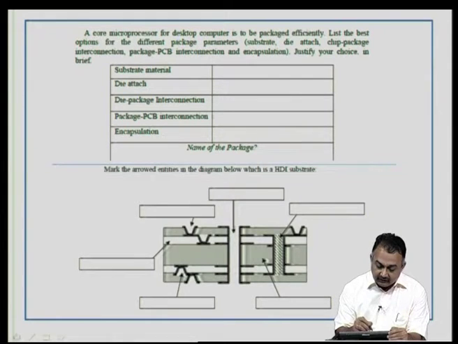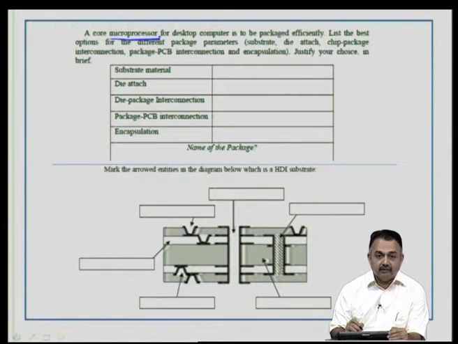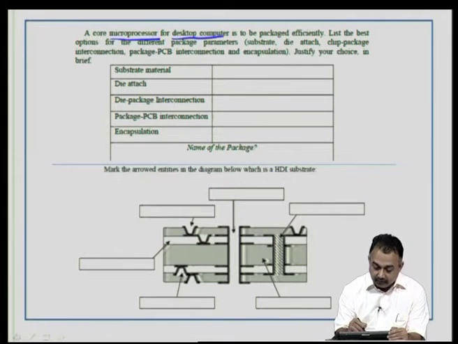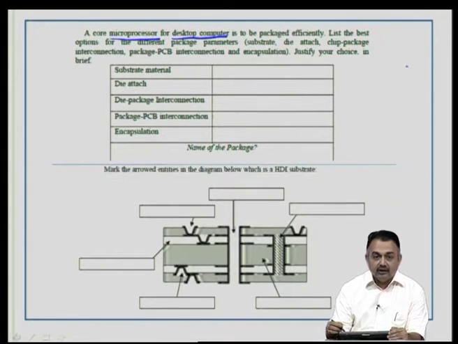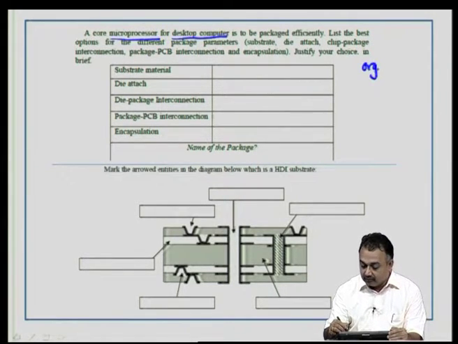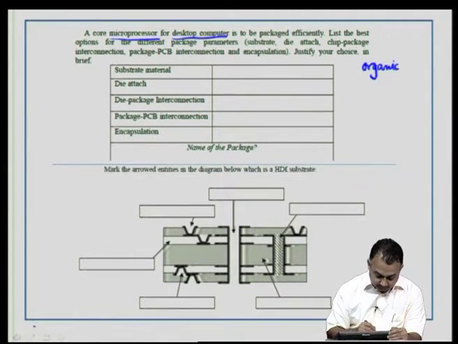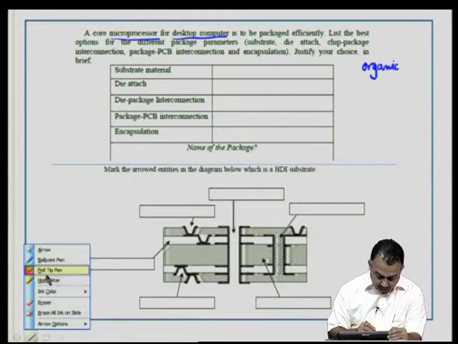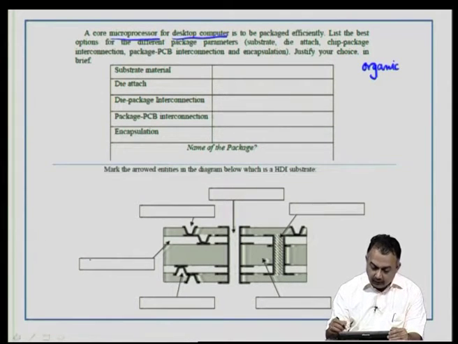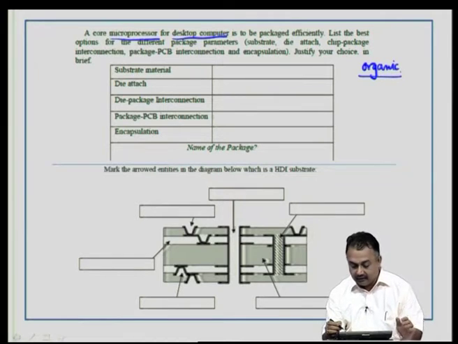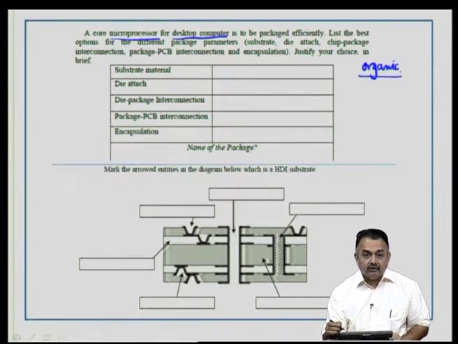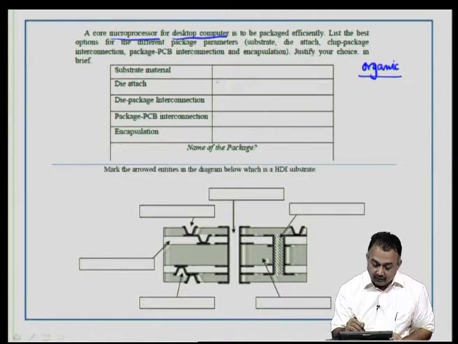Now, the first thing is it is a core processor. So, it is a very active device, a core device for the desktop computer, which means that there will be a motherboard which is fairly large in size, and as you know today the motherboards are mostly organic in type because of cost issues. Now, the next thing is if it is an organic substrate, accordingly you have to choose the package materials. Now, what is the substrate material you will choose for an organic package?